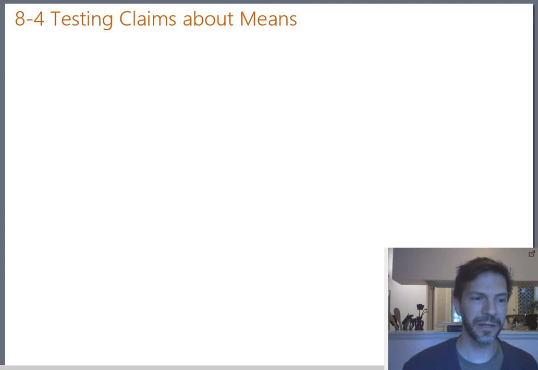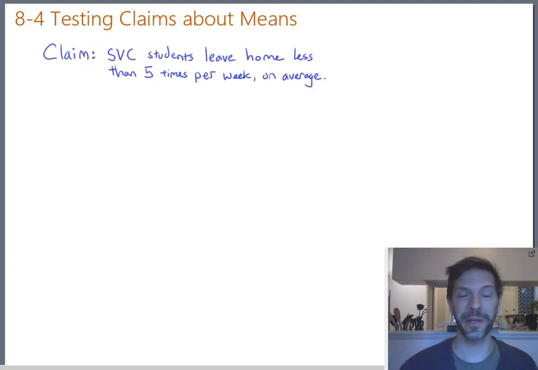Okay, so let me start with some sort of claim about a mean. I had this claim that Skagit Valley College students on average were leaving their house less than 5 times a week during this lockdown. So there's my claim: SVC students leave home less than 5 times per week on average.